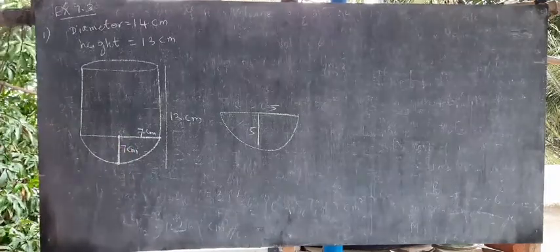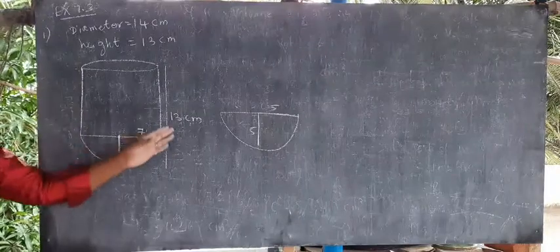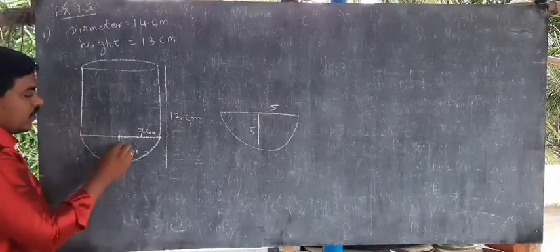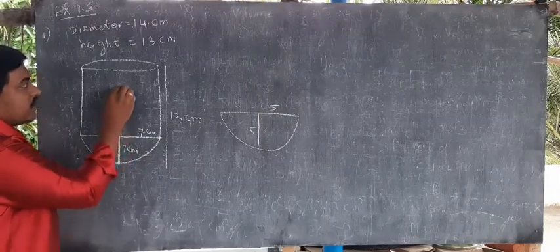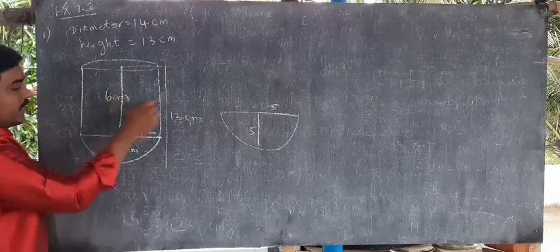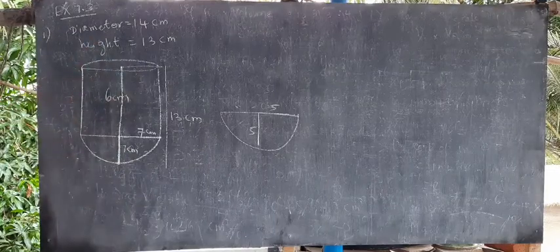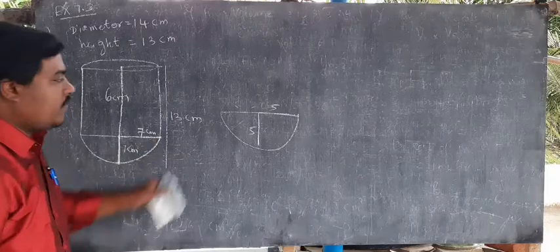Listen, why am I saying this? The height of the vessel is 13 centimeter. The total height is 13 centimeter. So the radius of the hemisphere is 7, and what is remaining here? 6 centimeter height remaining. So 7 plus 6 is 13 centimeter height. The diameter is 14, so the radius is 7. So we have to write the data.